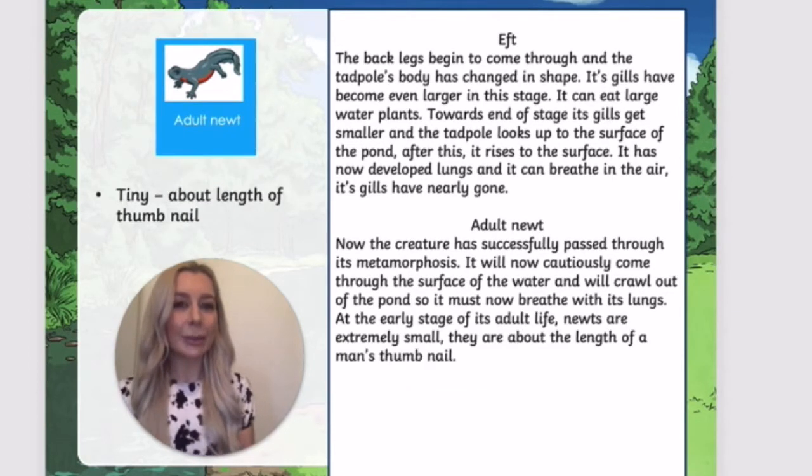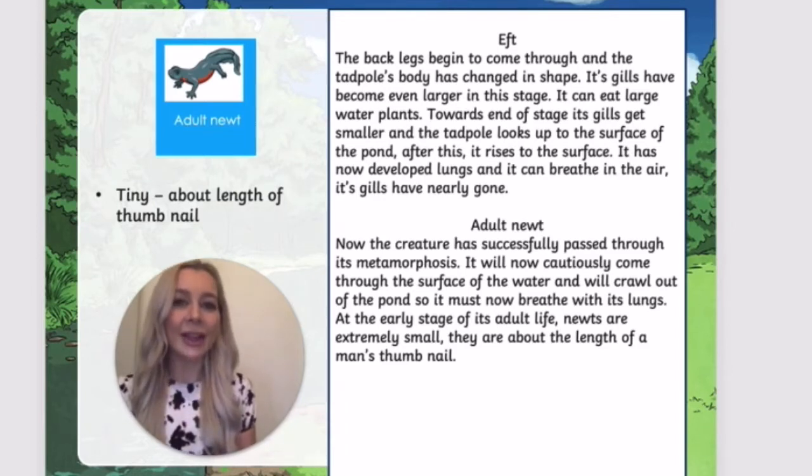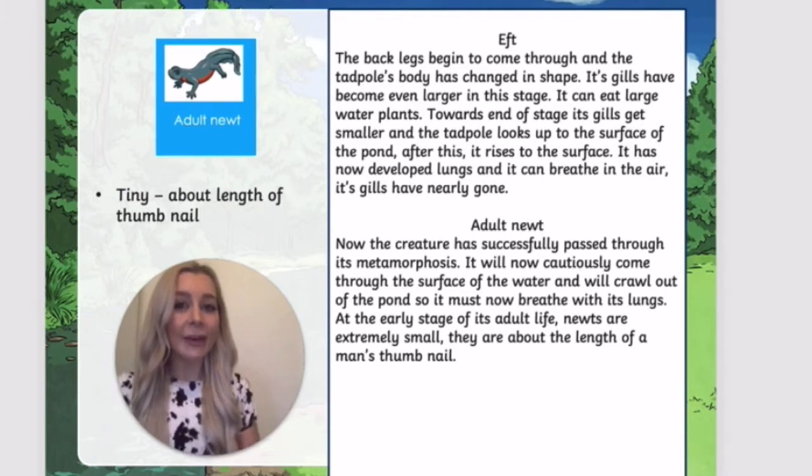The next bullet point. Tiny, about the length of a thumbnail. So I've added that into a full sentence now just below. At the early stage of its adult life, so I've done a little bit of a time connective here to show that this is in the early stage of its adult life. Newts are extremely small. They are about the length of a man's thumb.